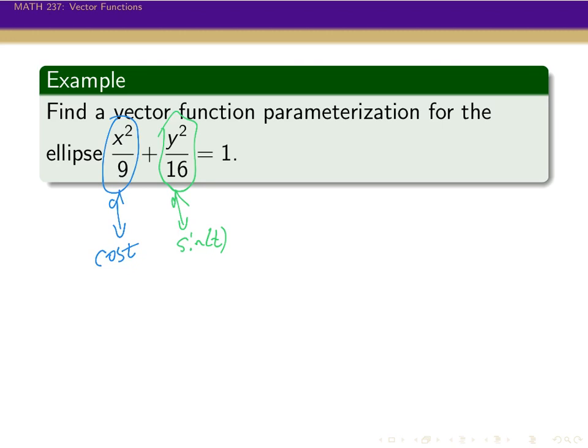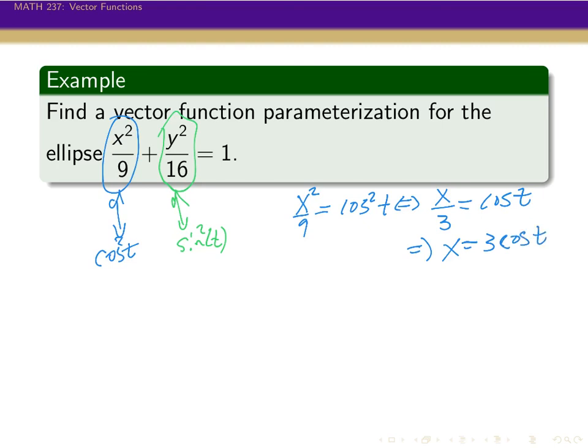Okay, so let's do that. Actually, I should say I'm setting this equal to cosine squared, and this one equal to sine squared, so it matches the Pythagorean theorem. Okay, so if x squared over 9 is equal to cosine squared, well, that means x over 3 is equal to cosine, and so I'm going to set x to be 3 cosine t.